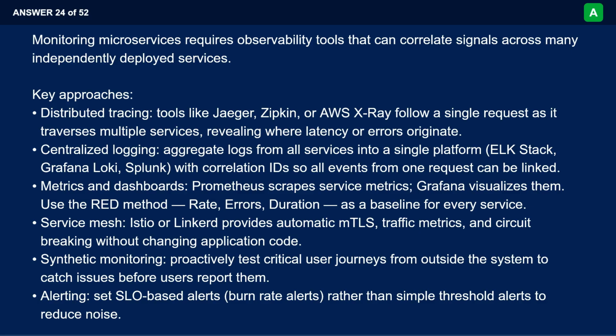Service mesh. Istio or Linkerd provides automatic mutual TLS, traffic metrics, and circuit breaking without changing application code. Synthetic monitoring. Proactively test critical user journeys from outside the system to catch issues before users report them. Alerting. Set SLO-based alerts, burn rate alerts, rather than simple threshold alerts to reduce noise.